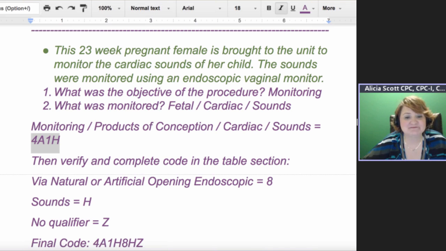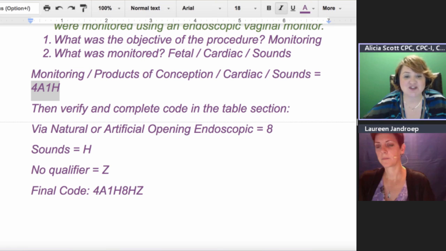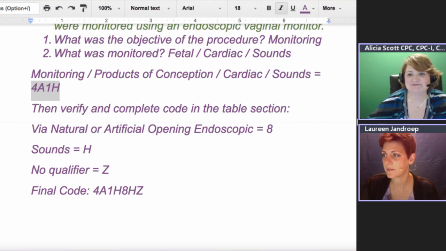But that's it. That's the basics of how you can put together PCS codes, and measurement and monitoring is just used a lot. If you can start there, then you can expand out. Increase your knowledge.